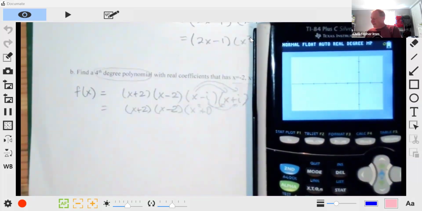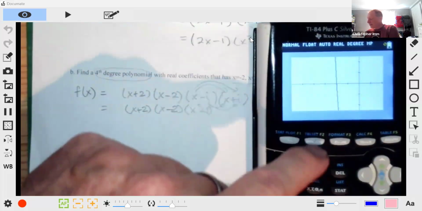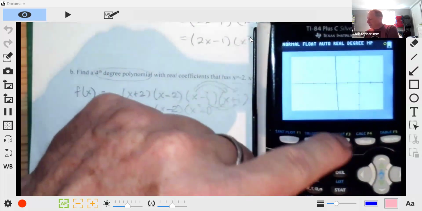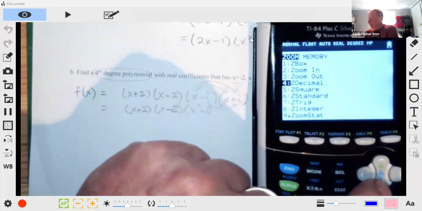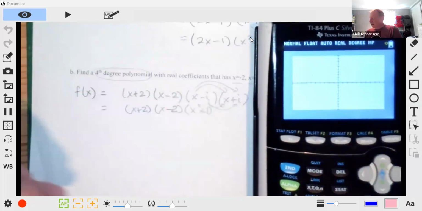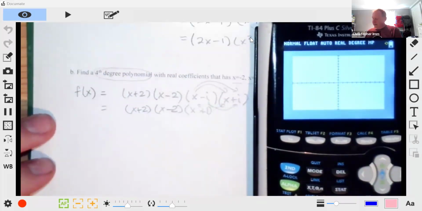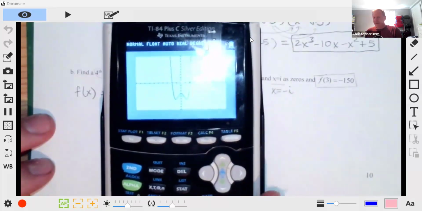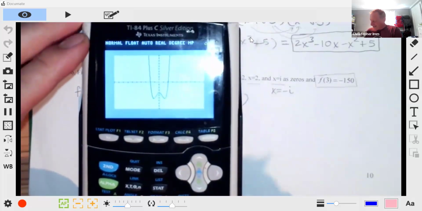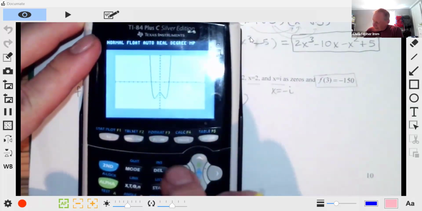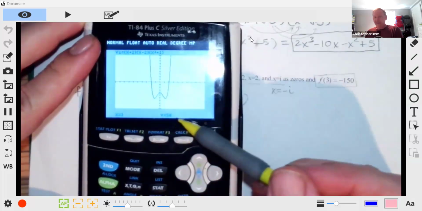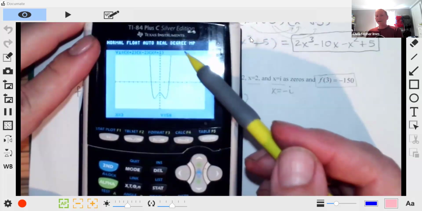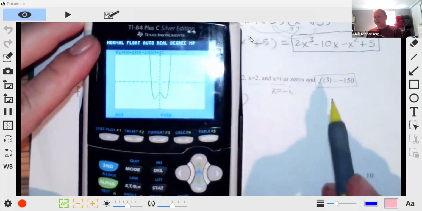All right, and I have this totally zoomed in. I really don't want that. Let's just do a zoom standard for now. I basically want to see if it goes through the point 3 comma negative 150, and you can see that it doesn't. So if I do a trace and I plug in 3, it's 50. Okay, so it's way up here, but I want it to be negative 150.